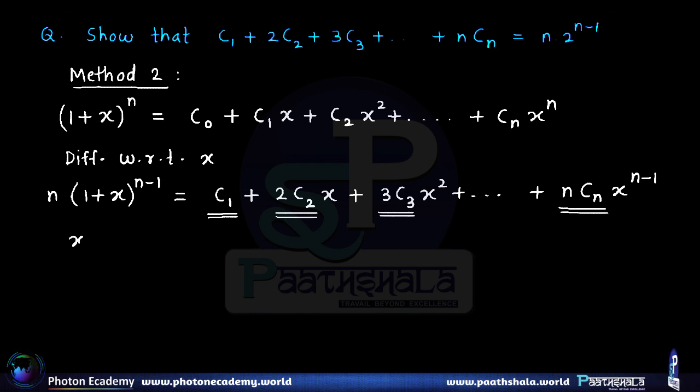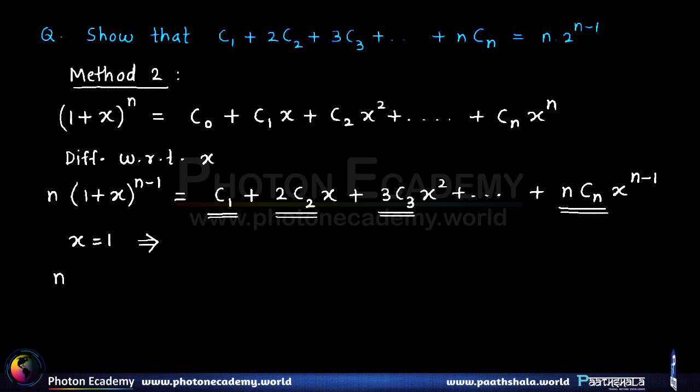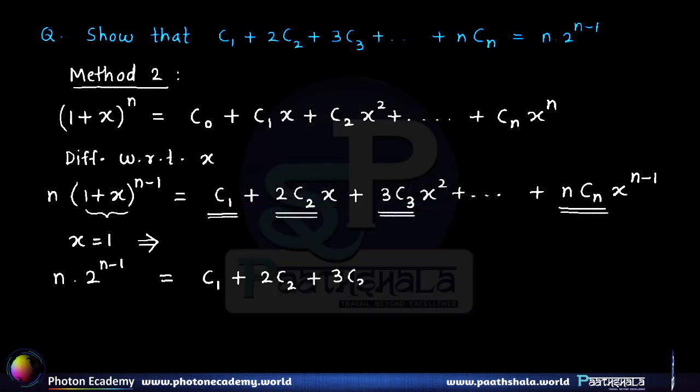We simply substitute x equal to 1 in both the sides. So that gives us, on left hand side we will get n into 1 plus 1 gives us 2, so that is n into 2 raised to n minus 1, and on the right hand side we will get c1 plus 2c2 plus 3c3 and so on up to finally ncn. That is simply because all the powers of x will become 1 only, as x is 1. So this is how it proves the required statement at the end.